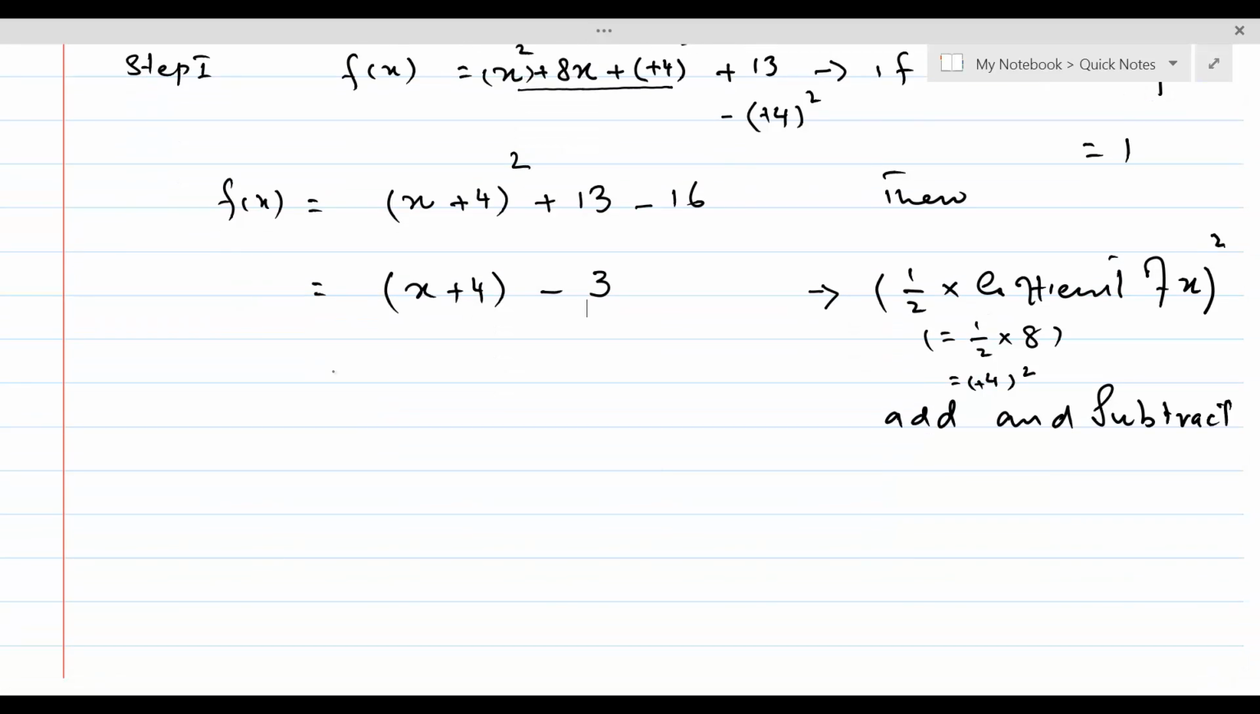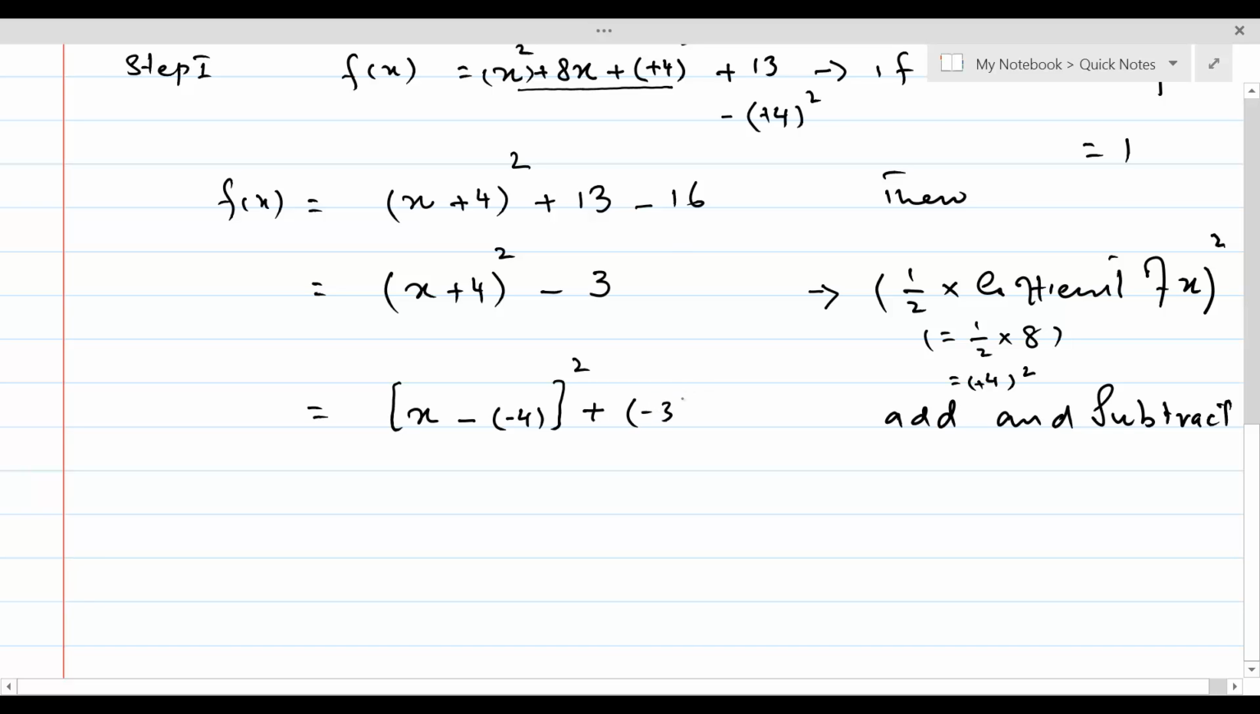And if we further reduce it to the standard form, this would be equal to x minus, because in the standard form x is always followed by a negative sign, minus negative 4, and then square, and then plus, because in the standard form it is always positive, so this will be minus 3, the negative written with the number. And here it is f of x.